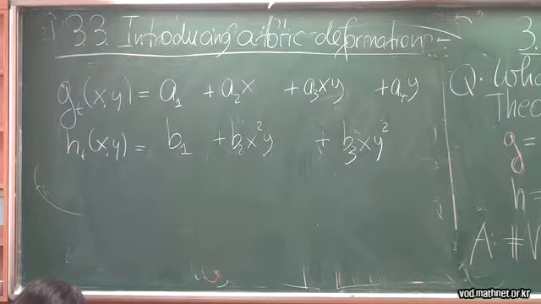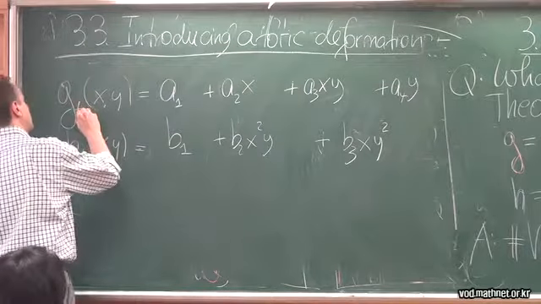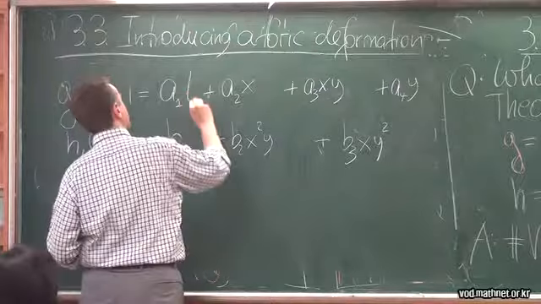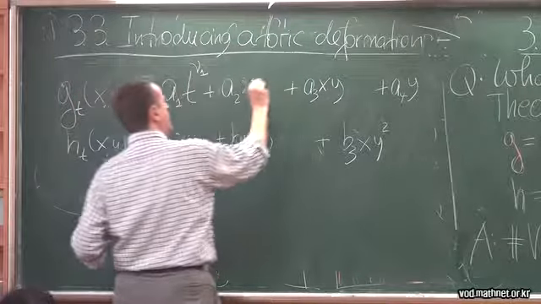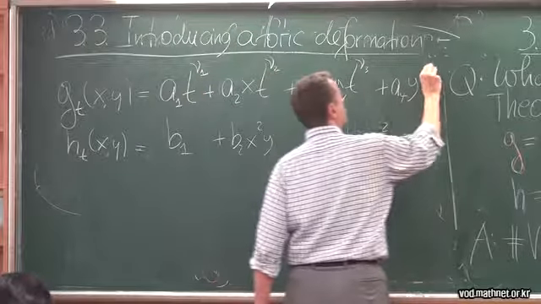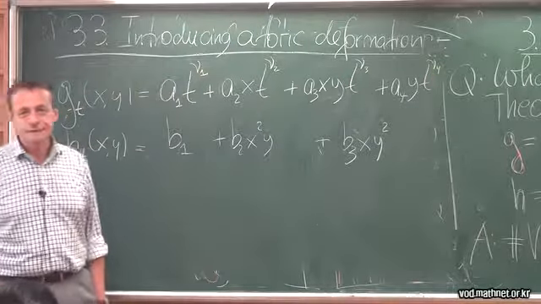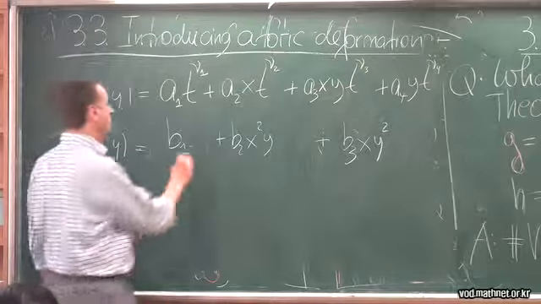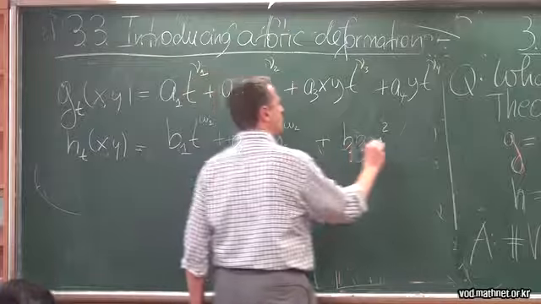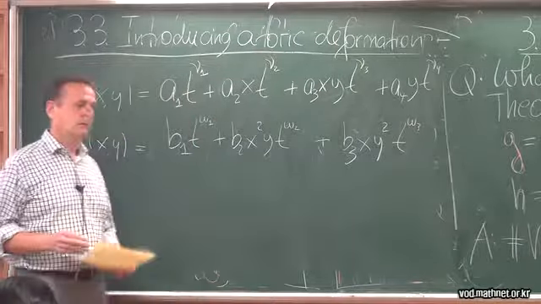Okay? So when we introduce a toric deformation, we introduce a new parameter t. So I'm going to introduce a parameter t. I'm going to write t to the nu 1, t to the nu 2, t to the nu 3, t to the nu 4. So I'm just multiplying each term by a different power of t. And here I'm introducing t to the omega 1, t to the omega 2, t to the omega 3. So I'm just multiplying this by some powers of t.